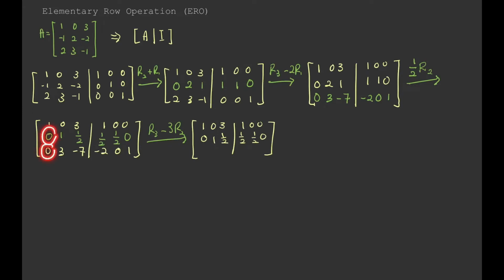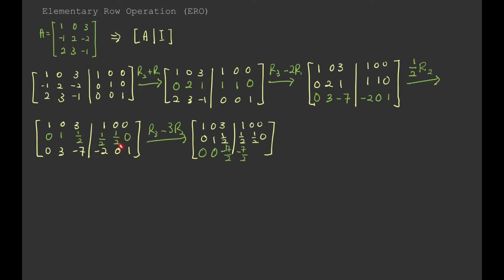So 0 minus 3 times 0 equal to 0. Then 3 minus 3 times 1 equal to 0. Next, negative 7 minus 3 times 1 over 2, which is equal to negative 17 over 2. So we write down negative 17 over 2. Next, we have negative 2 minus 3 times 1 over 2 here, which is equal to negative 7 over 2. So we write down negative 7 over 2.